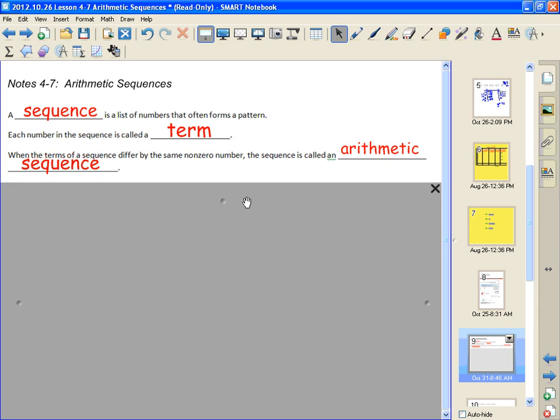I know, it looks like arithmetic, but it's not. It's a little bit different. Arithmetic. It's a lot of fun. Say it. Arithmetic. It just rolls off your tongue.